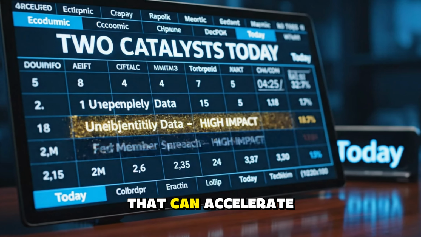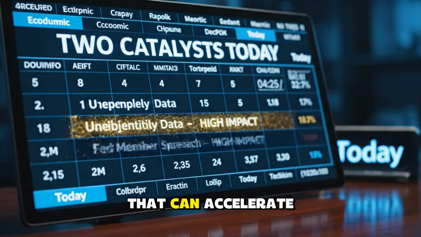That's risk on. Second, Federal Reserve member speaking today. Listen for tone. Any signal that rate cuts are coming sooner is a tailwind for Bitcoin. Any hawkish language extends the correction. Now here are the three scenarios.